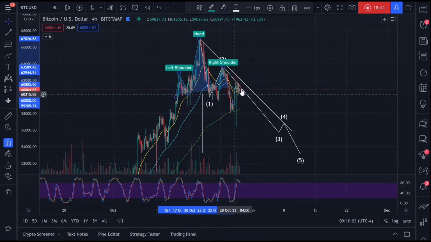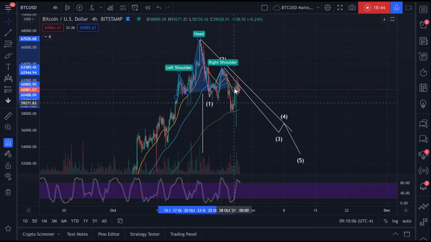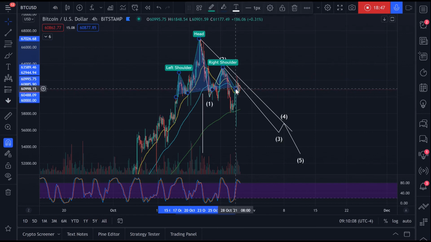Okay, so there you go. So I hope everybody gets value from this. I hope you're trading safe, right?